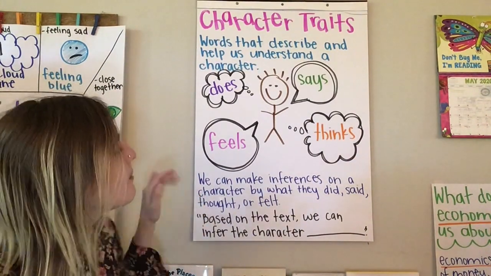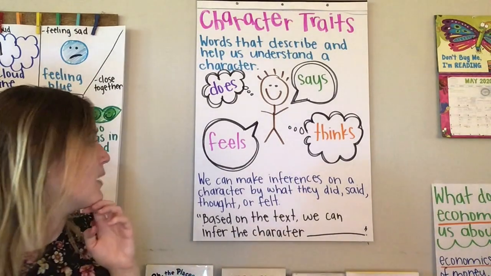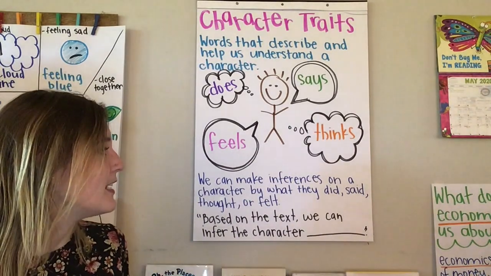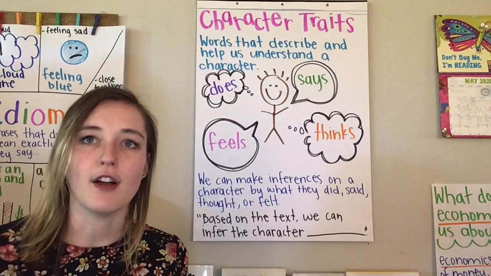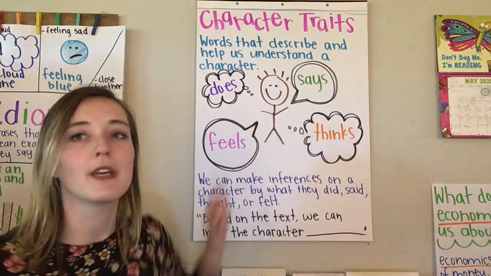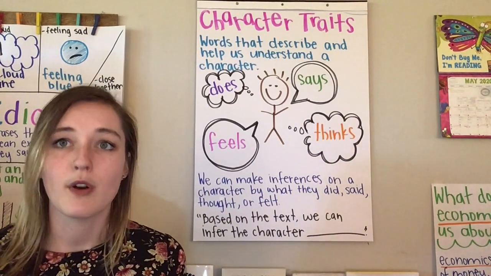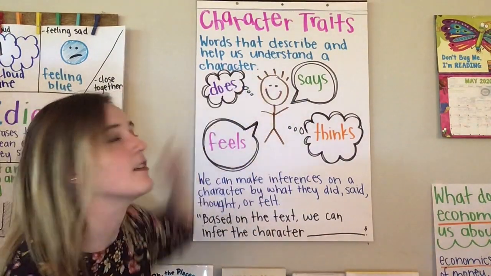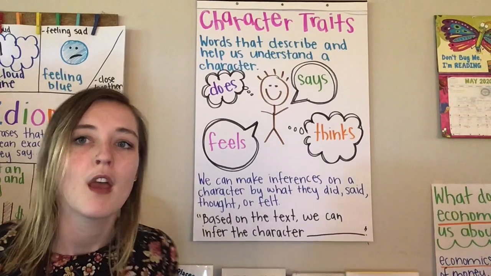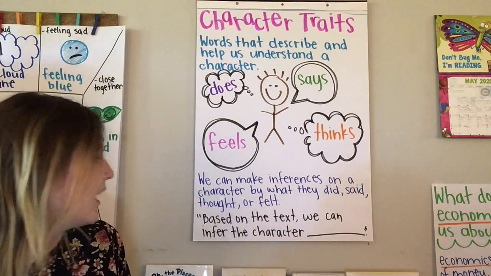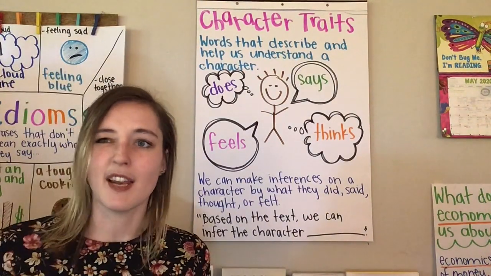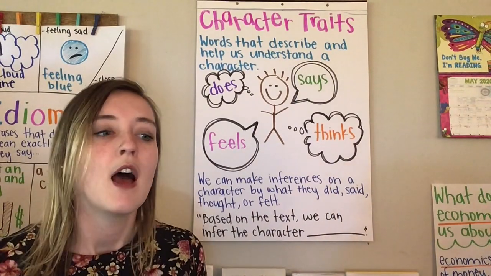When we can make inferences about a character based off of what they did, said, thought, or felt, looking at all these different things, we can make an inference about character traits and go to the second part to help us understand the character a little bit more. So based on the text, we can infer the character blank. It's kind of a way to start with character traits.